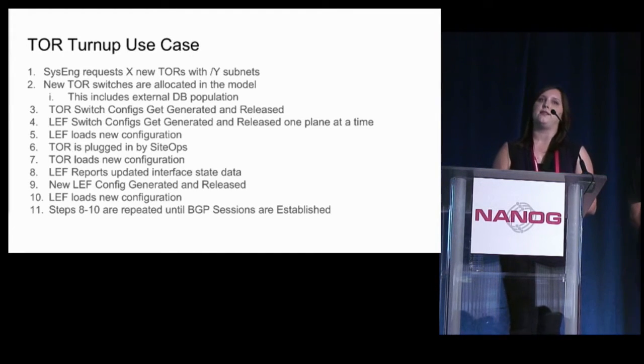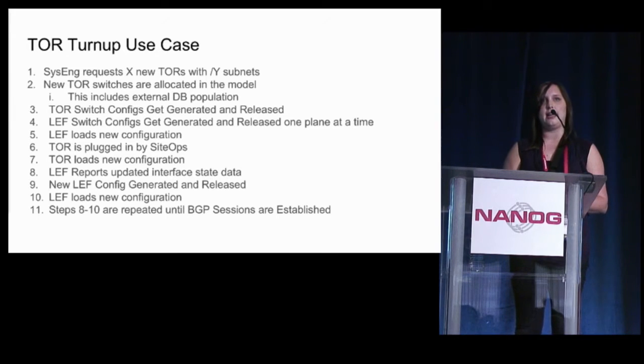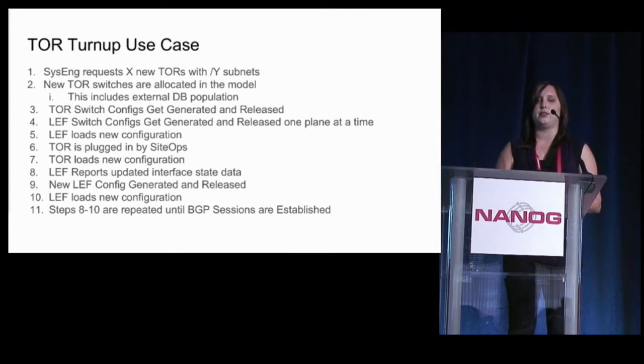So let's walk through a specific use case. This is a pretty common one we have. And so what we've done is we've created a form that our system engineers can use to request a number of new TORs with a certain configuration. Once they complete that form, those new TOR switches are allocated both in our model as well as our external data sources.